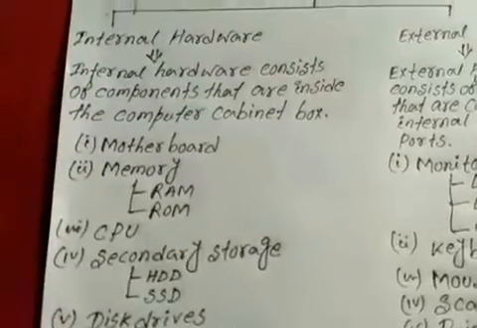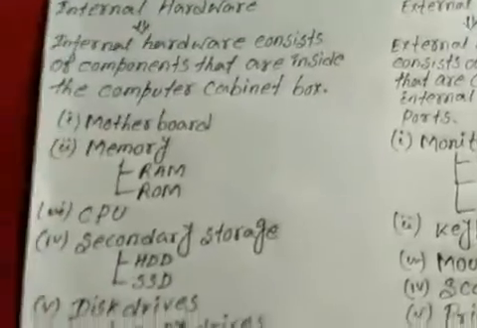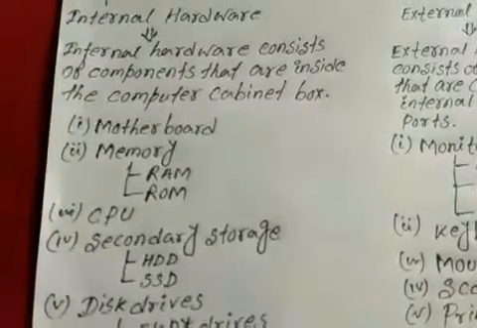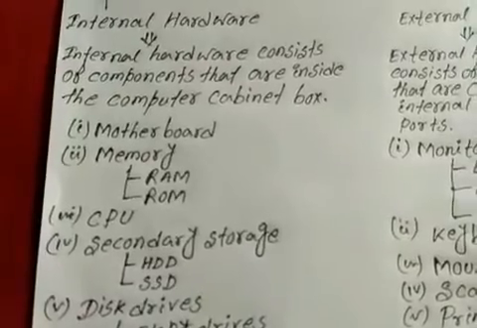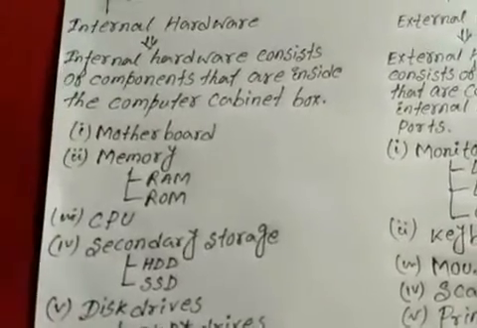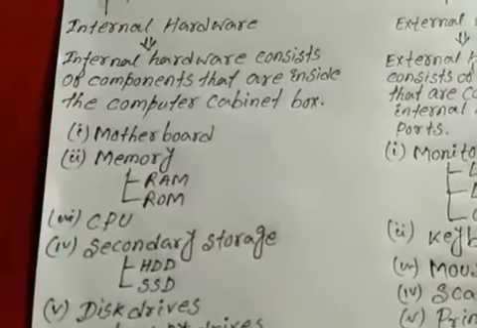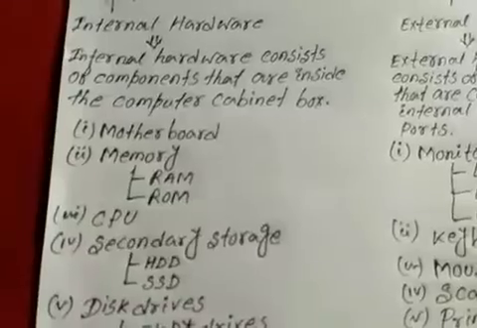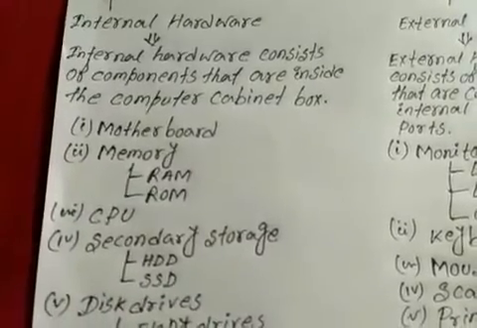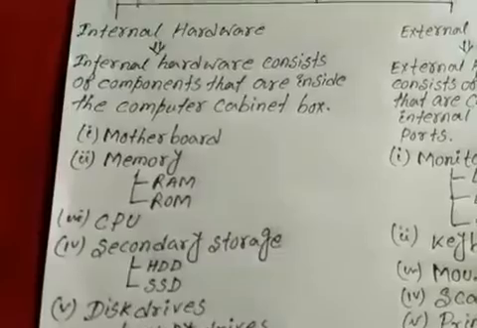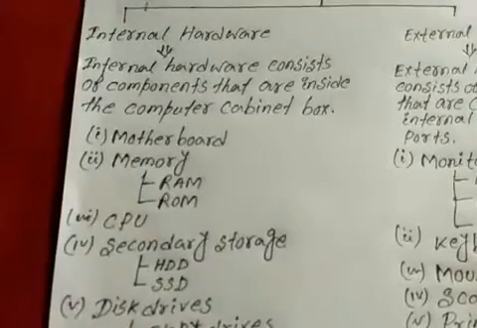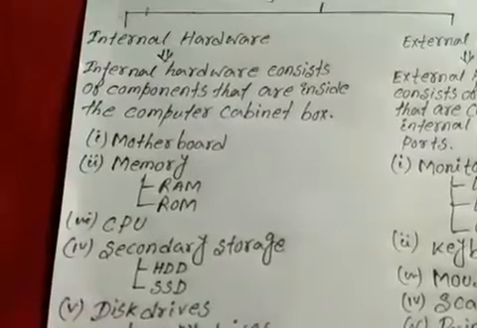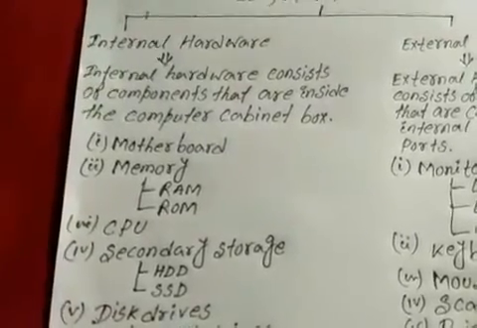CPU consists of three major parts. First, ALU. ALU stands for Arithmetic Logic Unit. This part performs all the calculations and comparisons in a computer. Second part is Control Unit. This part controls all the operations of the computer. Third part is Memory Unit. It stores the data and instructions for future use.